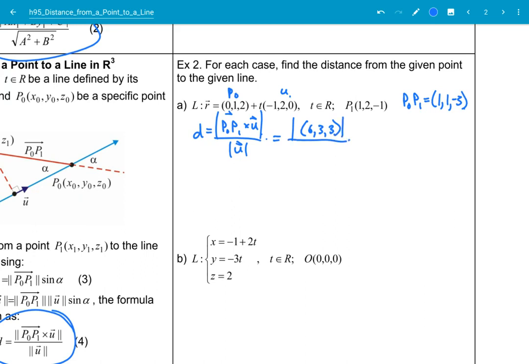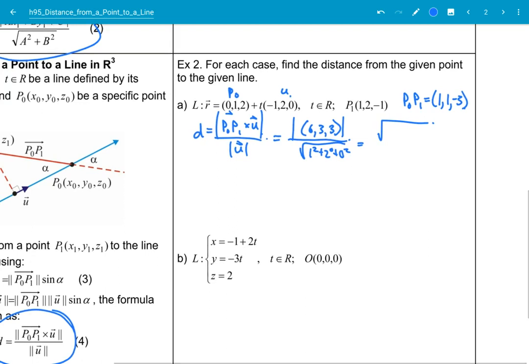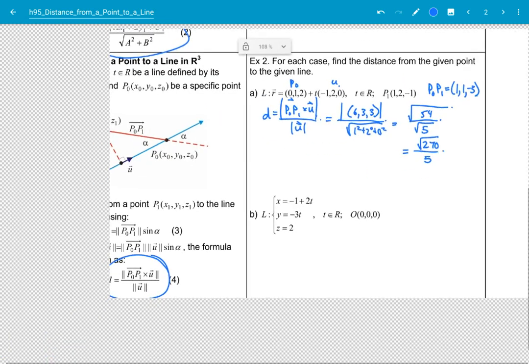The magnitude of U is 1 squared plus 2 squared plus 0 squared. So we get magnitude of 18 plus 36, 54 over the magnitude of 5. 270 over 5. There we go.